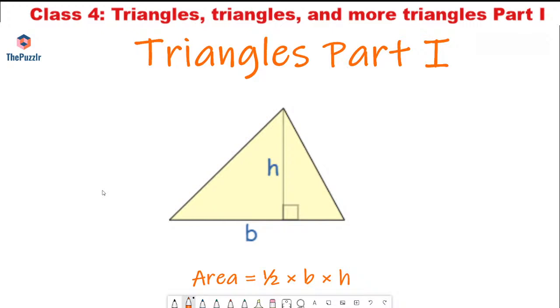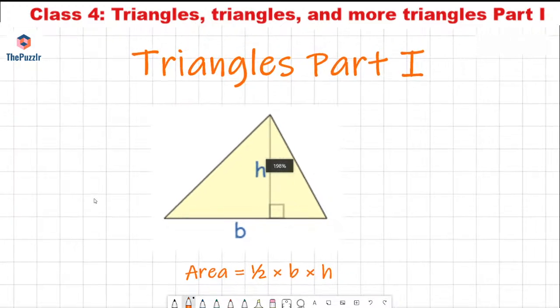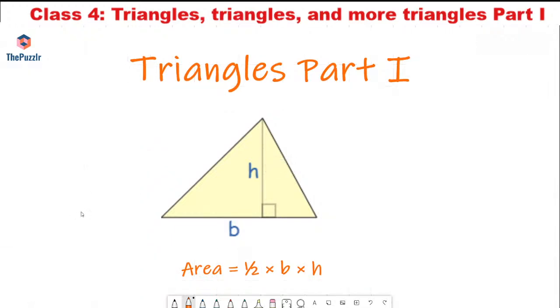Okay, so you have a triangle right here. The area is simple. Take any side as the base, multiply it by the height of the triangle, which is h in this case, and then divide by 2. So basically, it's like a rectangle, right? We multiply the base times height.